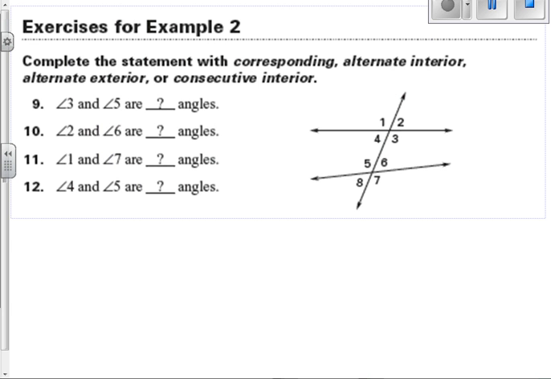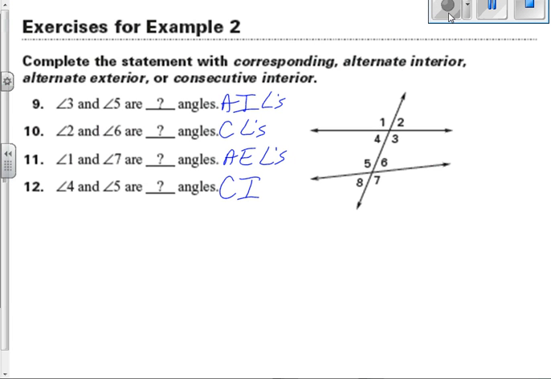Let's move on. I bet these are yours. Yes, they are, 9 through 12. So pause the video, run through these real quick, start the video back up, and we'll check our answers. All right, so let's check our answers real quick.